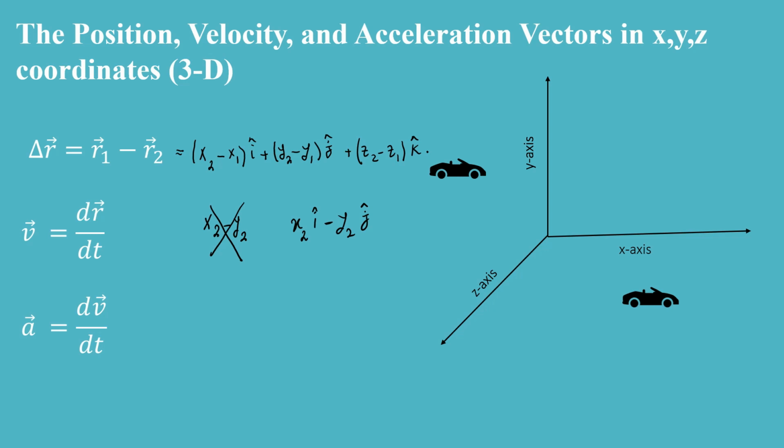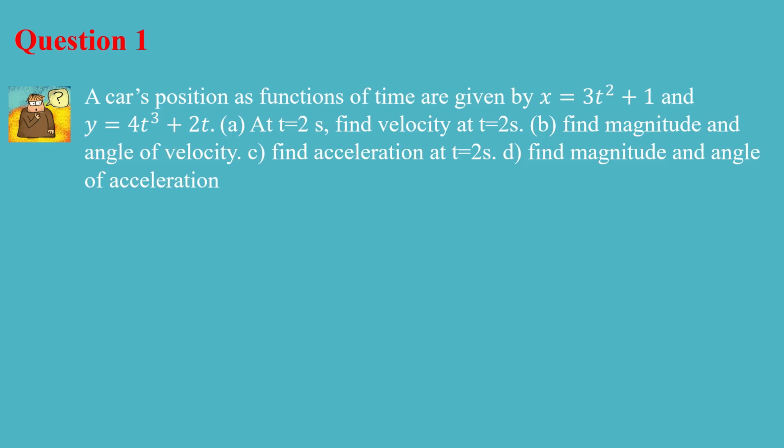Now let's look at an example. Here I have a position as a function of time in the x and y axes, like in 2 coordinates. And I need to find the velocity, its magnitude, and the angle of the velocity. I also need to find the acceleration, its magnitude, and the angle of the acceleration. Let's solve the first part together.